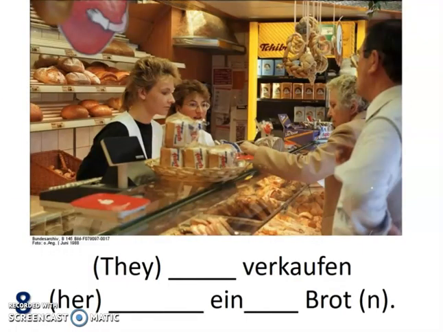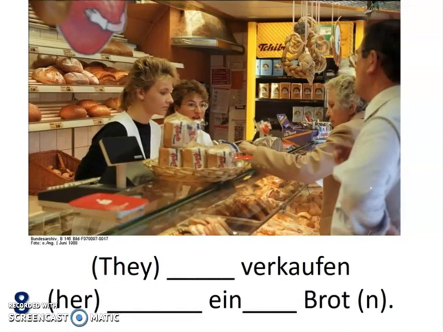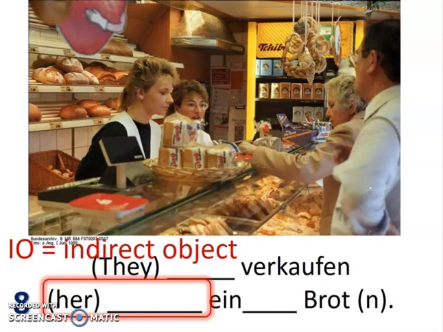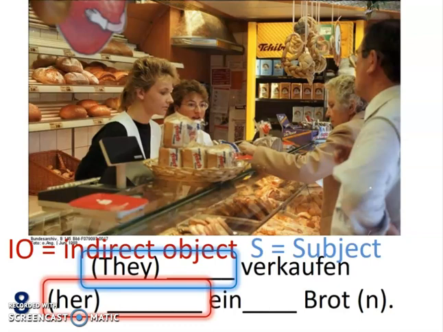All right, this is the last one. They sell her a bread. We are going to determine what her is in the sentence. So she's receiving the bread, that's the direct object. So if she's receiving it, that's our indirect object, dative. And the other part is they, that would be the subject, nominative. So if we come up with what these are, our subject would be sie, our indirect object would be ihr, and then ein Brot, our direct object, would not have an ending.